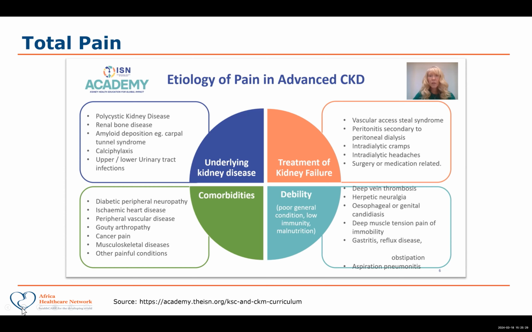Debility, which is in the kind of aqua color there, can be from patients that experience general condition, low immunity, or even malnutrition. And our patients experience pain related to deep muscle tension, sometimes gastritis, obstruction, aspiration, pneumonia. These types of things can cause a lot of pain for our patients. And then in the green is the comorbidity. So patients that have another disease that could be causing pain, but does affect their quality of life.